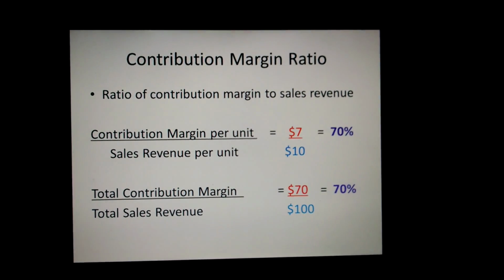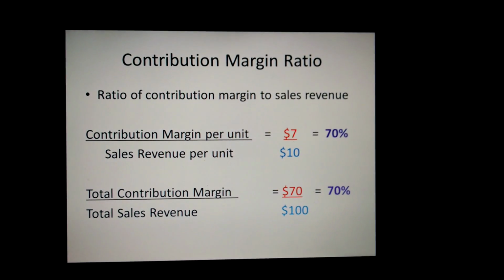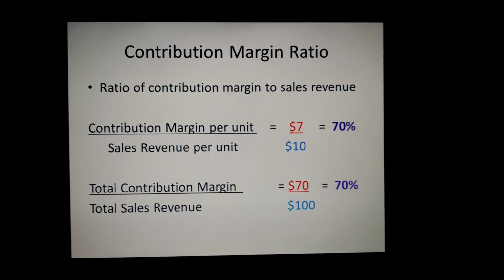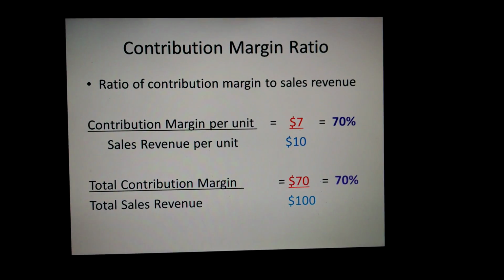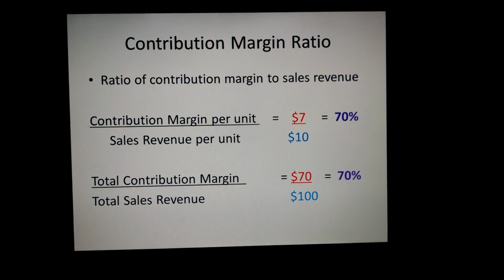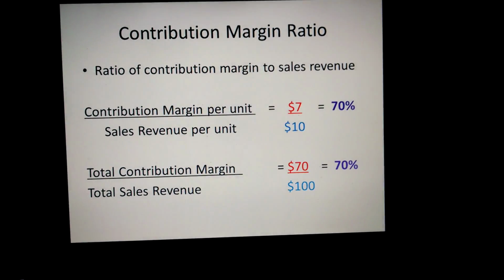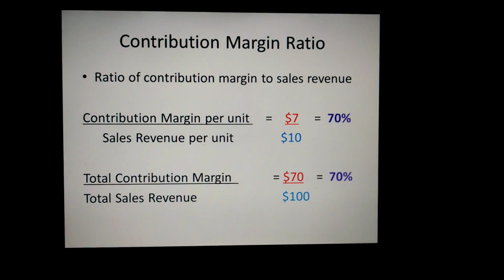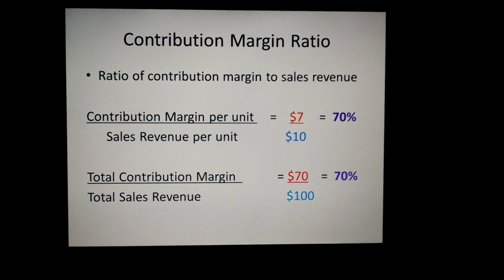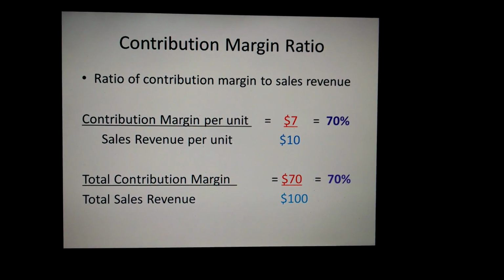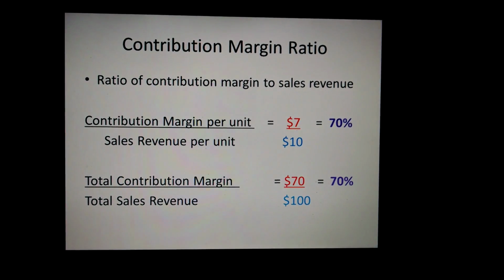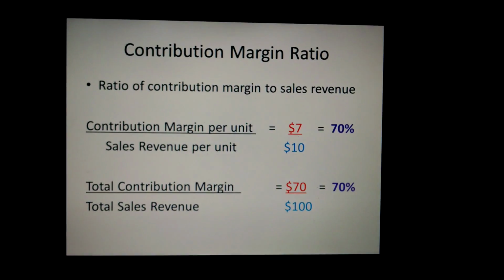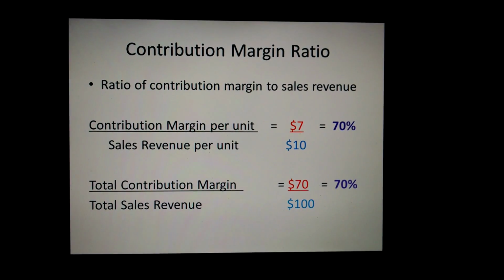The margin ratio is the contribution margin over sales revenue. This can be done per unit or as total revenue. So if we're just doing per unit, you would take the contribution margin that we did in the previous problem, which is $7, over your sales revenue per unit, which is $10, and it'd be 7 over 10. That's going to equal 70%.